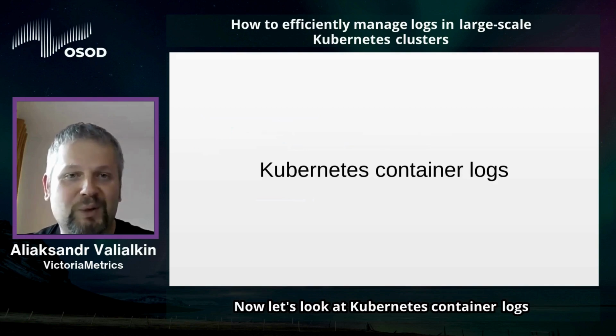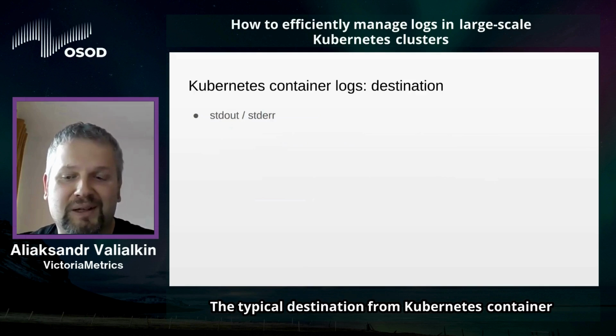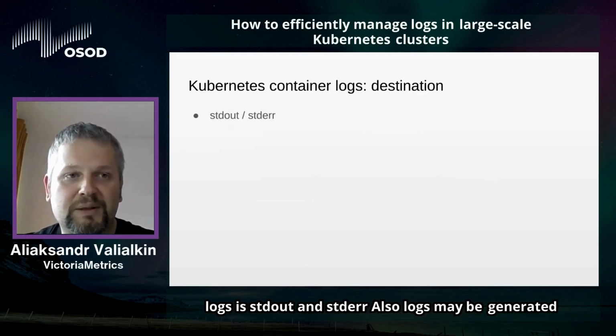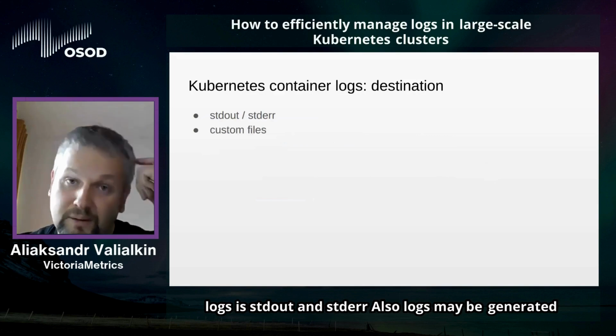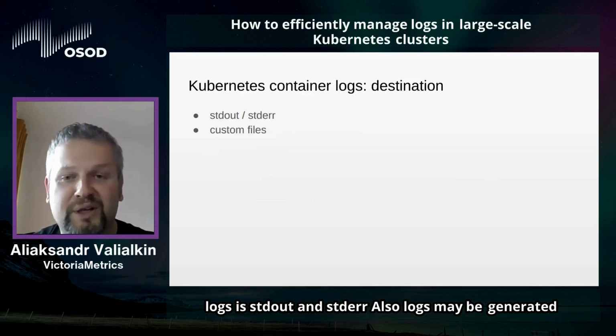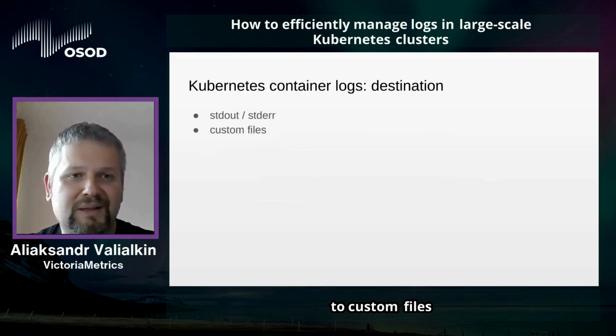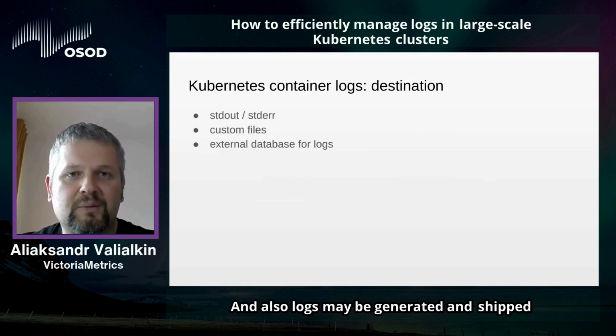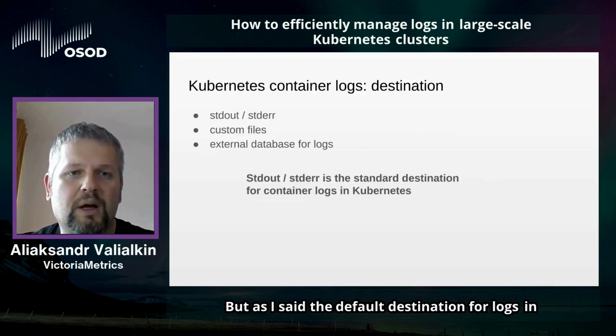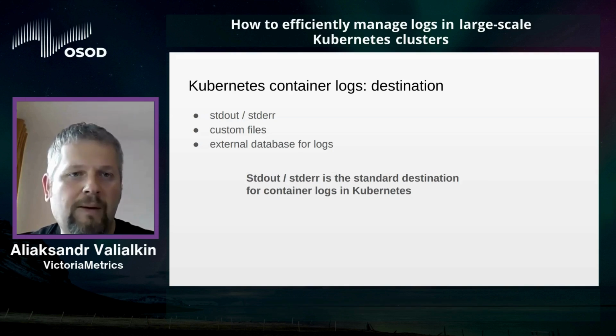Let's look at Kubernetes container logs. The typical destination for Kubernetes container logs is stdout and stderr. Also, logs may be written to custom files, and also logs may be generated and shipped directly to some external database for logs. But as I said, the default destination for logs in Kubernetes is stdout and stderr.